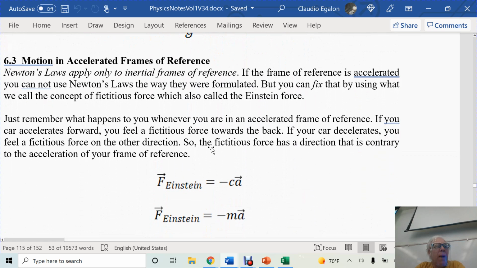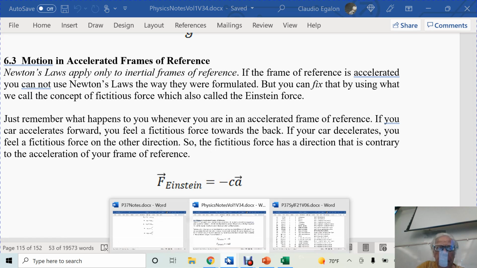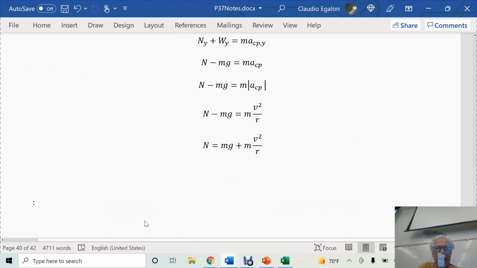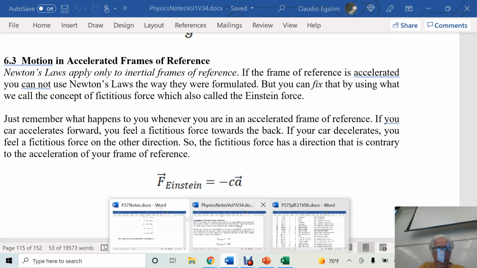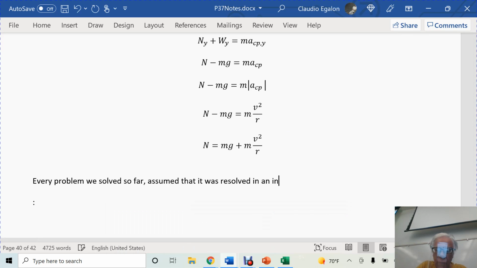What I want to do is this one: motion in accelerated frames of reference. Every problem we solved so far was assumed to be solved in an inertial frame of reference, not accelerated.